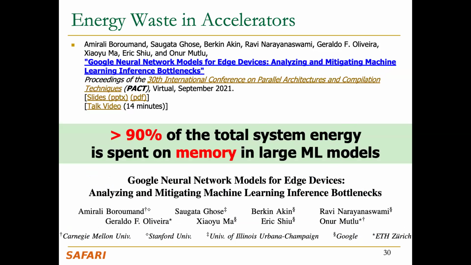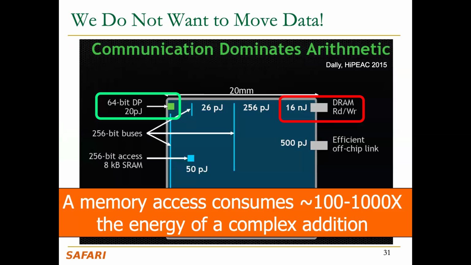Later, we actually repeated the study with Google on edge machine learning systems. You have a machine learning inference system running on a TPU, tensor processing unit, a specialized accelerator, basically. And we found out that more than 90% of the total system energy is spent on memory in those kinds of workloads, especially the large machine learning models we're building today. And if you look at larger and larger models, this number goes up to 99%, 99.9%. So I think we do not want to move data, basically, going forward.